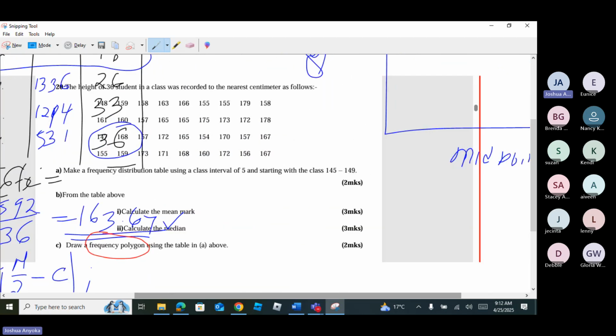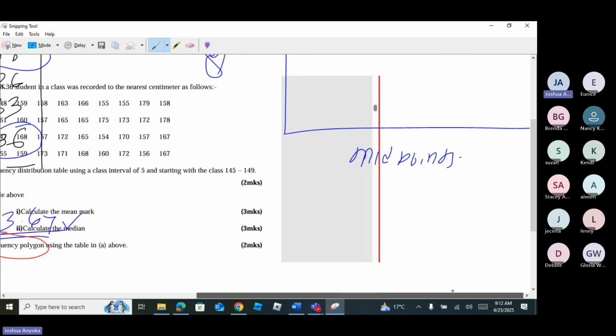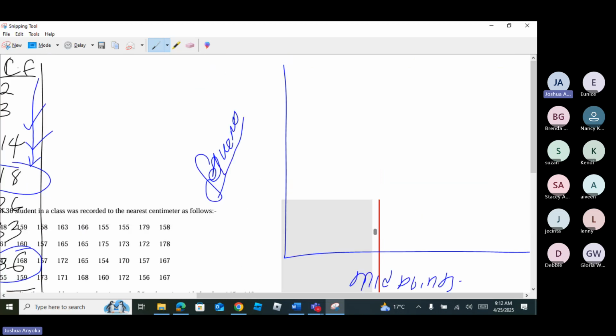But basically, a frequency polygon is a graph of frequency against class midpoint if the class intervals are uniform. I want to give the condition: if the class intervals are uniform. If they are not uniform, it is frequency density against the class midpoints.